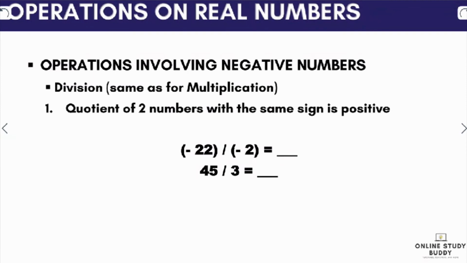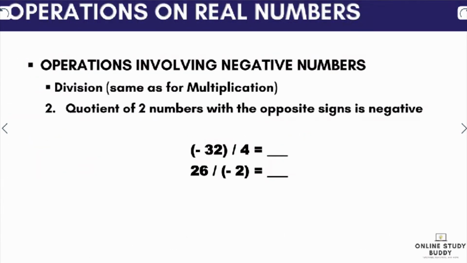Next, for division, same lang siya for multiplication. So, the quotient of two numbers with the same sign is positive. So, in this example, negative 22 divided by negative 2, since pareha sila ng sign, positive yung lalabas, positive 11. Next, positive 45 divided by positive 3, we have positive 15.